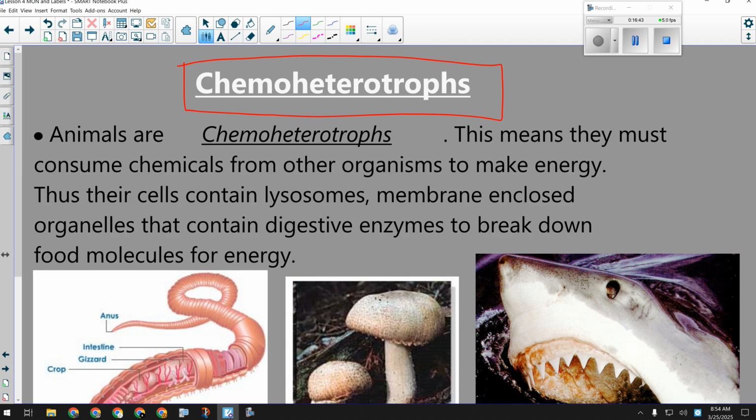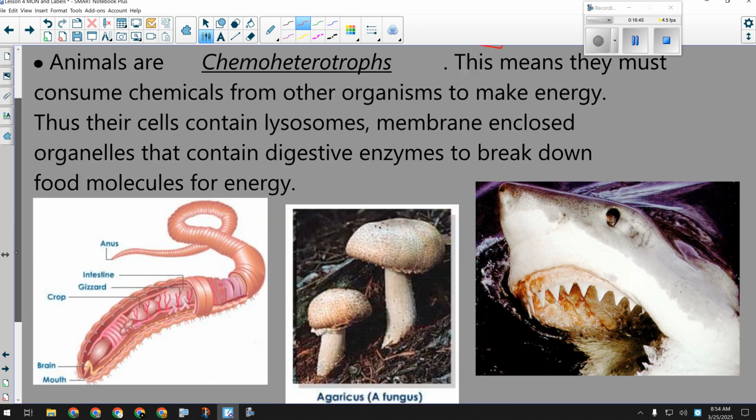Okay, so examples of chemoheterotrophs. Obviously, your top carnivores, shark, lion, wolf, those are definitely all chemoheterotrophs. They're obviously consuming other organisms for food.